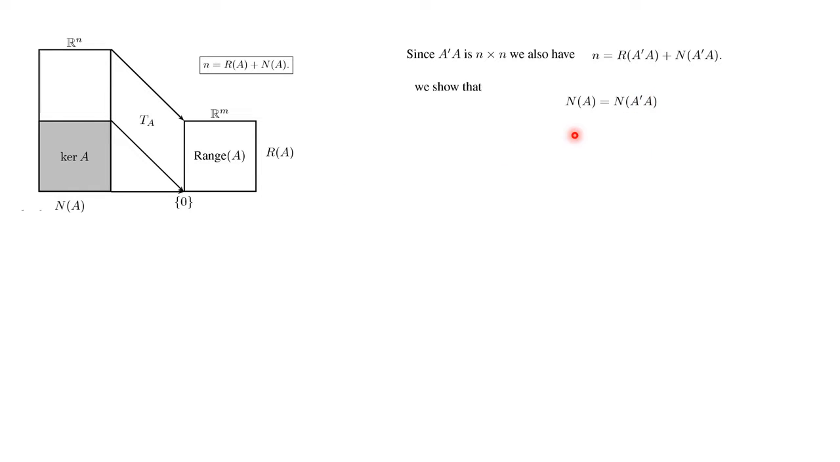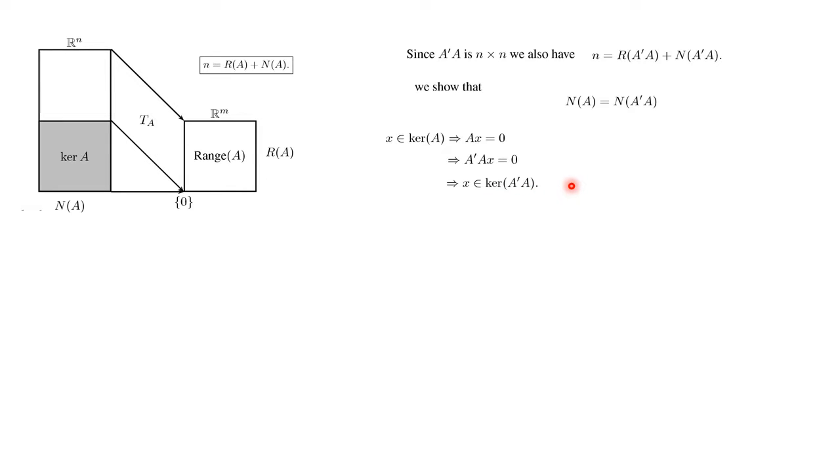Now, we're going to show that the null space of A is the null space of A transpose A. In other words, if you take an element in the kernel of A, you must show that that element is in the kernel of A transpose A, and the other way around. Any element in the kernel of A transpose A has got to be in the kernel of A. So one way around is obvious. If X is in the kernel, then AX is 0, and if you then apply A transpose to that, you again get 0, and that means X is in the kernel of A transpose A.